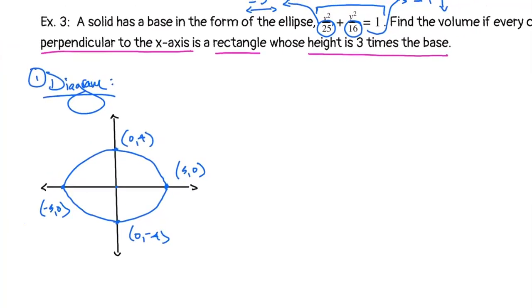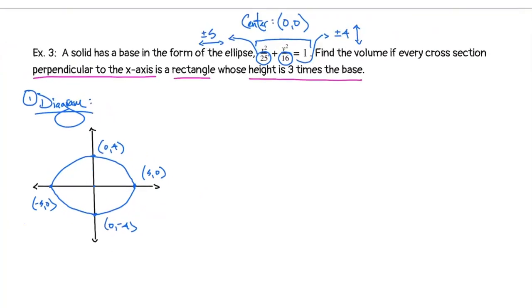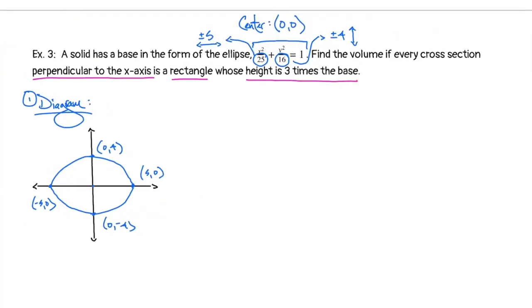And let's go ahead and draw in our cross sections. And so in particular, this one has volume. Every cross section is perpendicular to the x-axis. So I want to be drawing them this way. Okay.